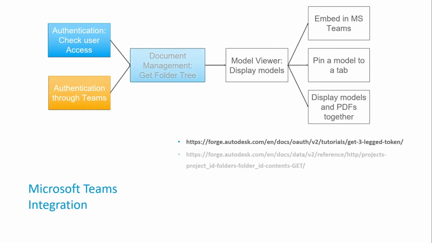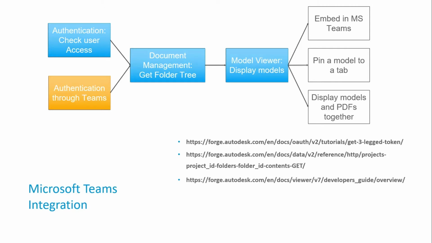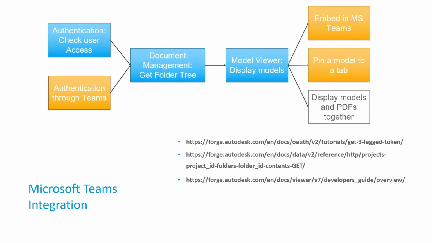We can then use the Document Management API to pull in folder information and file information. We can use the Model Viewer to display files inside of Teams as if we were in BIM 360. And where we go from there is entirely up to us. Perhaps, in addition to embedding tabs in Teams, we might pin a model so that it's the first thing someone sees when they enter a channel. Or perhaps we want to create a multi-model viewer and display models and PDFs side by side and save our position so the next time we sign in we'll be brought right back to where we left off. Or we may use conversations in Teams to discuss elements in the model.